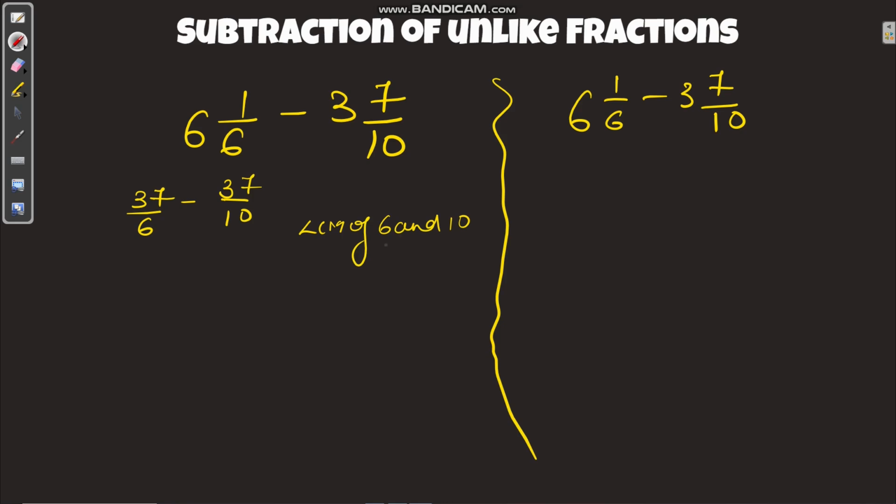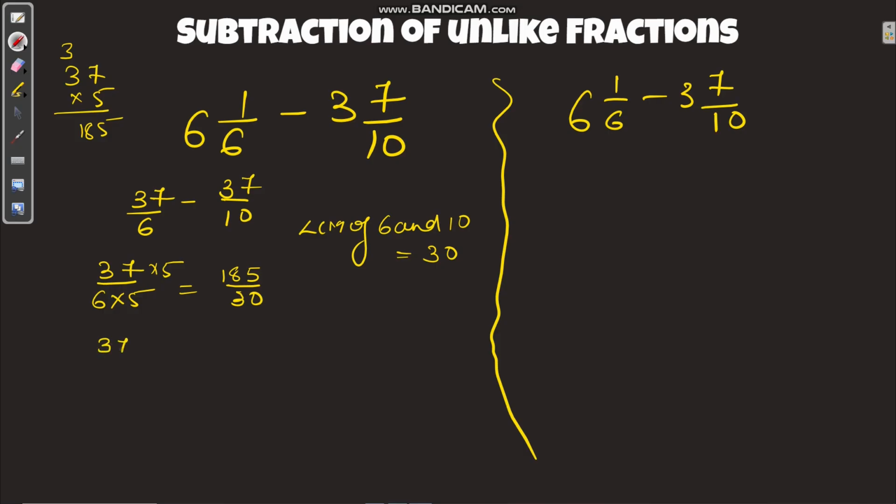If you notice, the LCM of 6 and 10 is nothing but 30. So now let's convert each fraction's denominator to 30. 6 into 5 will give me 30. So let's find out what is 37 into 5. 7 5s are 35, 5 3s are 15 and 18. So it will be 185 upon 30.